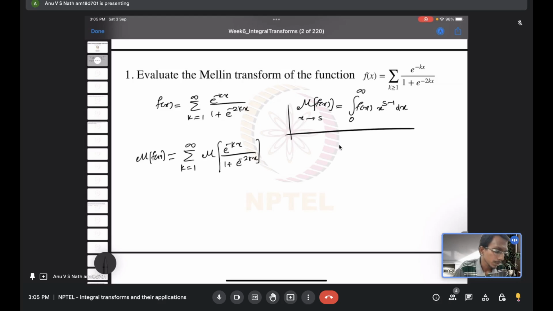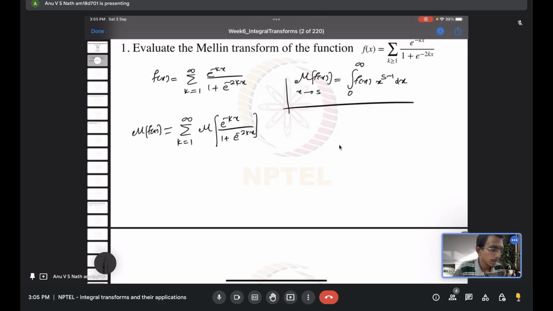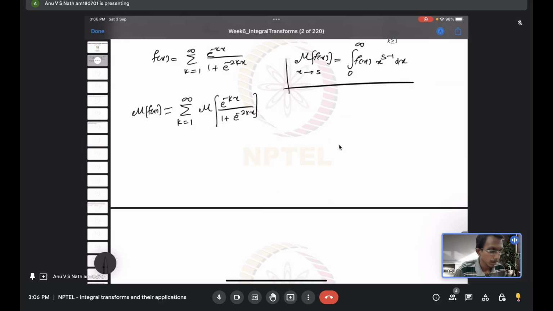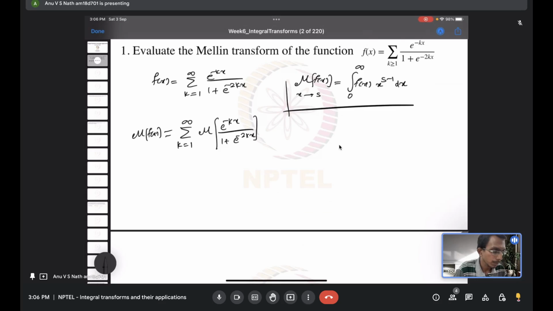This kind of combination we don't have in the table of the Mellin transform. So what we can do is simplify this a little bit. If you observe this particular form, exponential of minus kx divided by 1 plus e raised to minus 2kx, especially the denominator, which is 1 plus exponential of minus something, for any positive value of x and k, you will see that the exponential is actually less than 1. Basically e raised to minus 2kx will be less than 1 for k and x positive numbers.